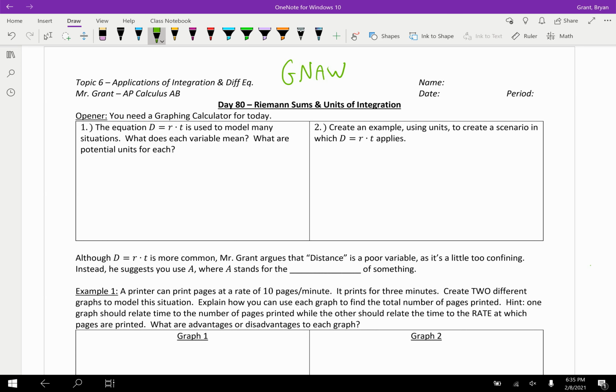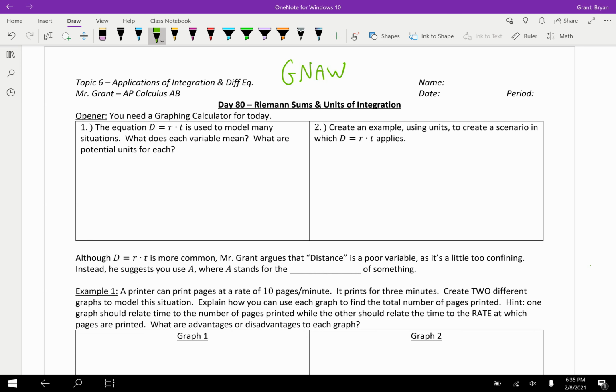Day 80, Riemann sums and units of integration. There is a quick opener here. They're asking you about the equation d equals r times t. Now, sometimes my students have seen that equation before, and other times they have not. So let's see if you can identify what each or any of those variables mean. I bet you can guess, especially for t. And then see if you can create an example using units in which d equals rt applies. Ready, set, go.